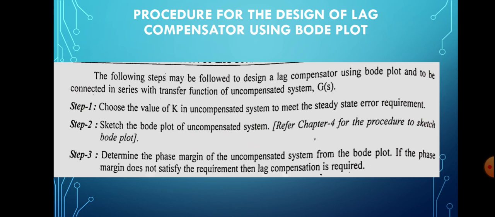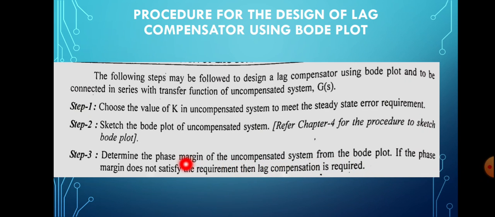You need a semi-log graph, and you have to plot both the magnitude plot and the phase plot on the same graph sheet. The third step is, after plotting the Bode plot, you have to determine the phase margin of the uncompensated system from the Bode plot. The phase margin corresponds to the phase at the gain crossover frequency. It has the equation gamma equal to 180 plus phi GC. So you first mark the gain crossover frequency and then the corresponding phase, and you can find the phase margin. If the phase margin does not satisfy the requirement, then lag compensation is required.